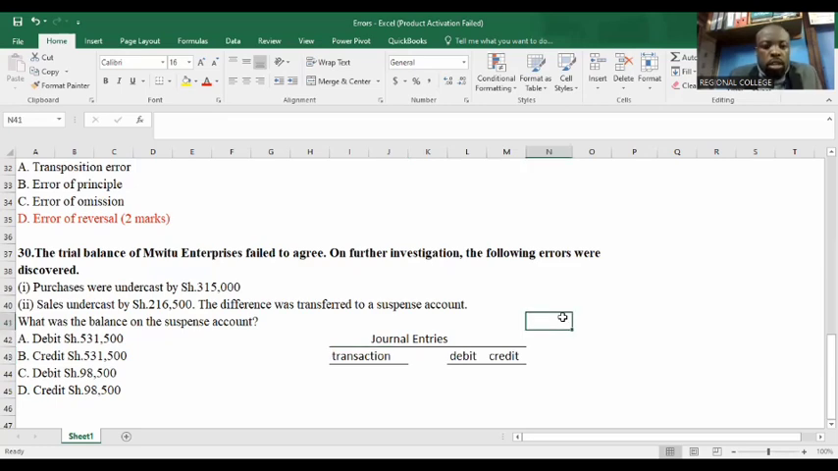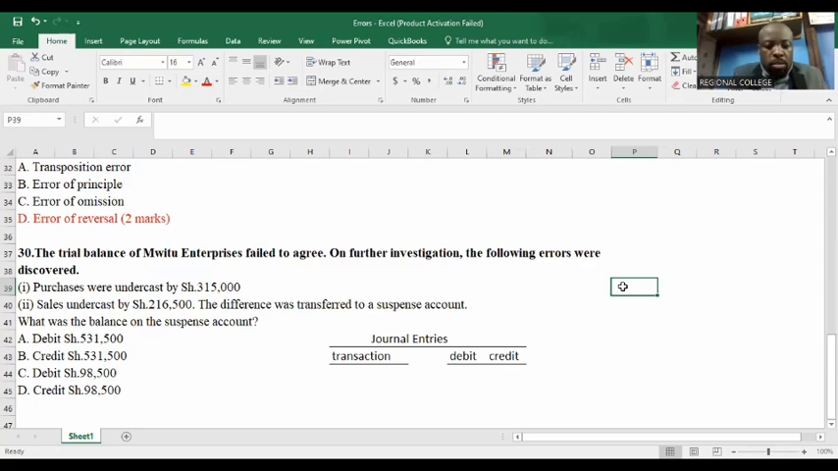So what has been said in the first transaction, purchases were undercast. Always know that when you are buying your stock for the business, the stock always has to be debited in the purchases account. Always. There is no single day the value should appear on the credit side of the purchases when you are buying them. So when you are recording them on the debit side, you have to record them with the correct amount. And now you say that it was undercast.